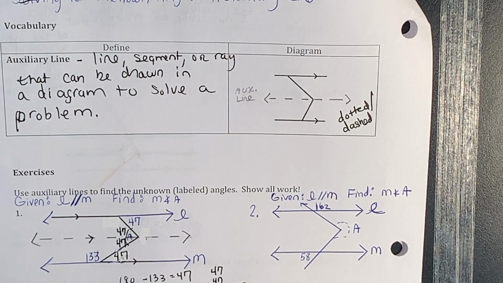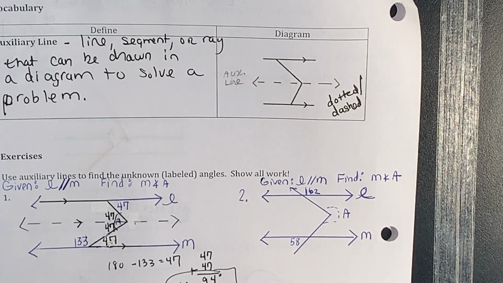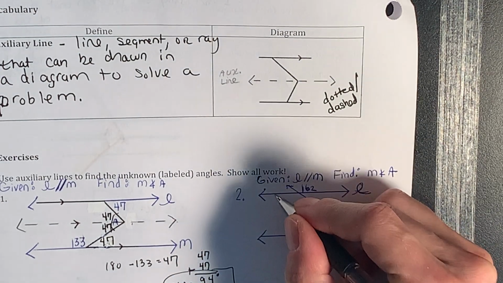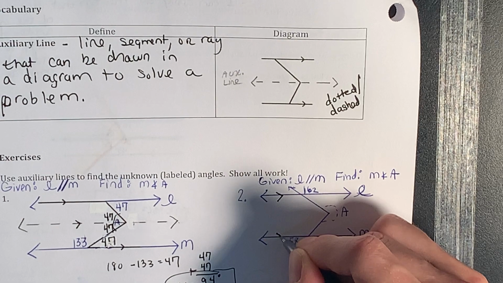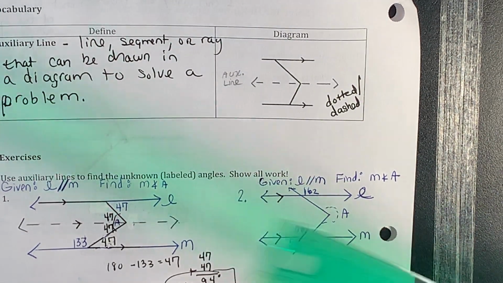Okay, over to example 2. It says, given line L is parallel to line M, find the measure of angle A. And if you notice, the parallel is not marked off this time, so we're going to add our arrows to denote parallel lines. We're going to add our auxiliary line by using our straight edge.